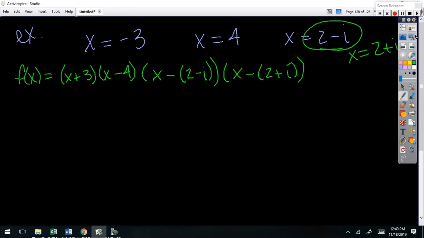I am going to multiply these 2 together, and then I'm going to multiply these 2 together, and then I'm going to put them together. I'm going to clean it up first, and I'm going to show you how to do it. Yes. Correct. Now, before we multiply this out, what do you think the degree is going to be?